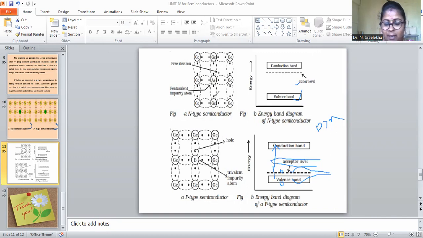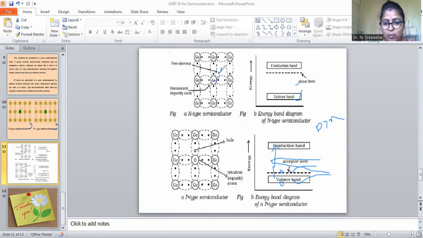Like that, how is N-type semiconductor formed? If we dope a pentavalent impurity, arsenic, which is a 5th group element with 5 valency electrons, into germanium, the 4 valence electrons of the arsenic form strong covalent bonds with the neighboring germanium atoms, and one electron becomes free. That electron is called a donor.